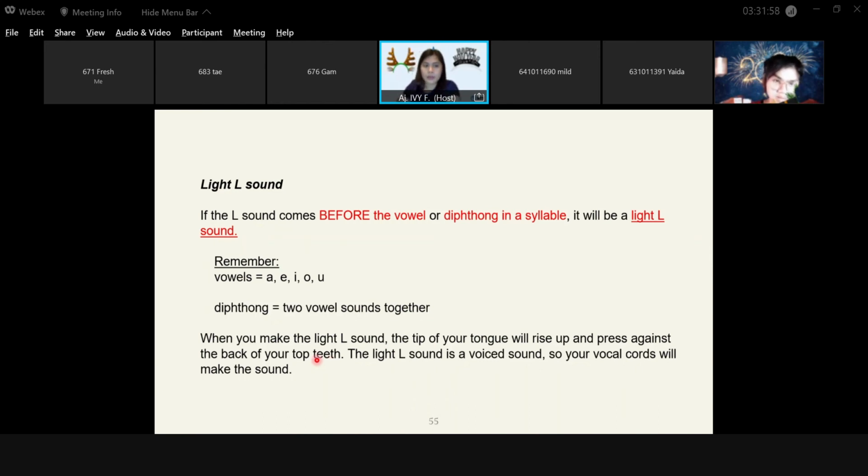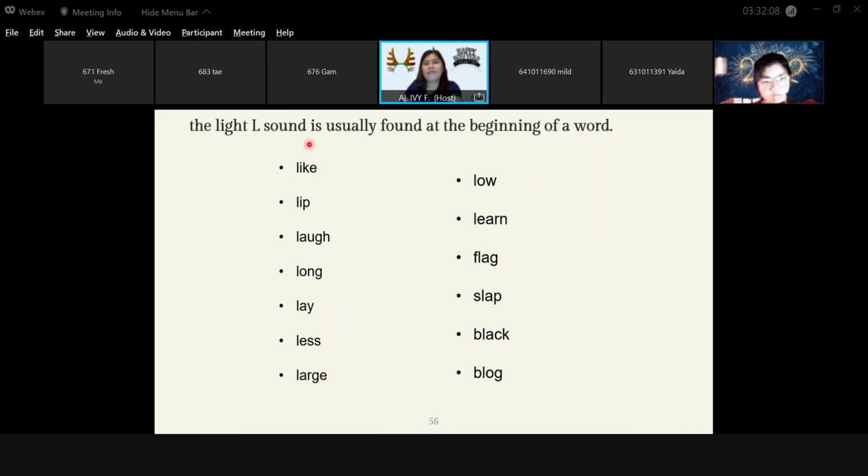Okay, remember, okay? L sound comes before the vowel. The light L sound is usually found at the beginning of a word. Usually. That means not everything, but usually. Just like the words like, lip, laugh, long, lay, less, large, low, learn, flag.